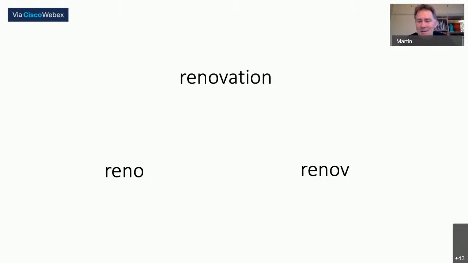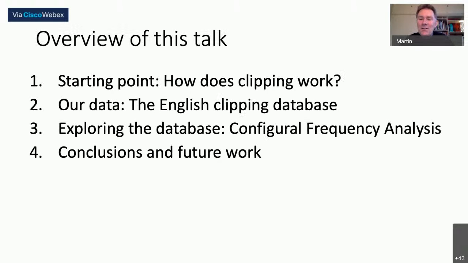So in a nutshell, what I want to do in this talk, I'll come back to these polling results here. I will start with a few general observations about clipping and about the ways in which previous work has addressed it. What is it that we currently know about clipping and about how it works?